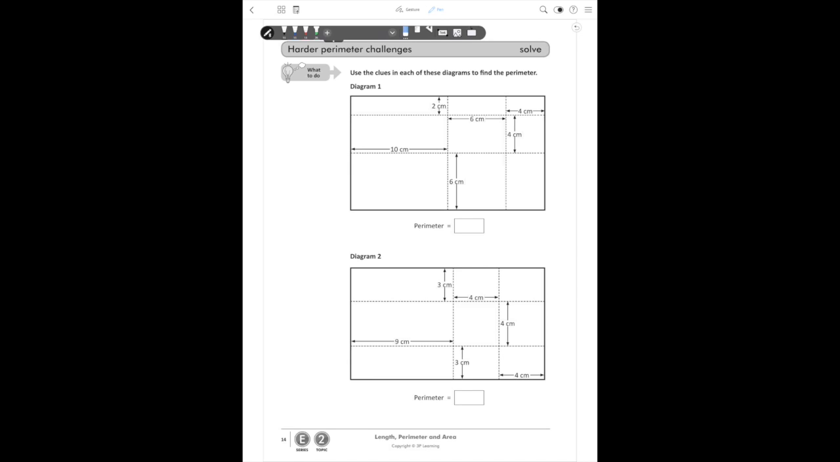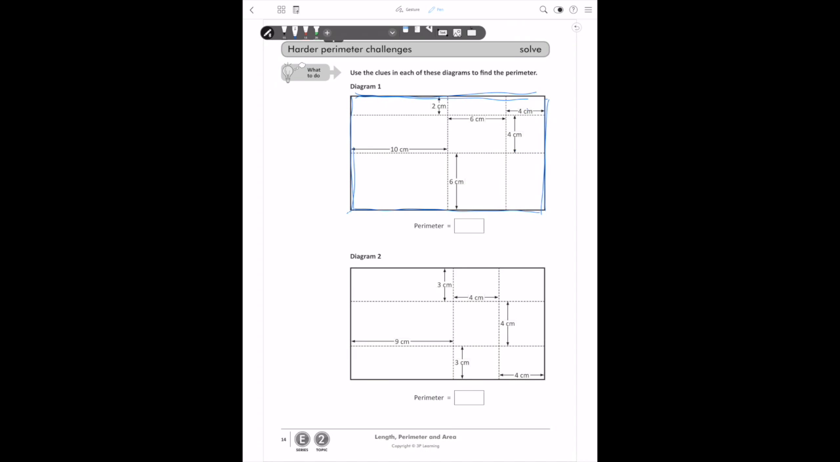If you're done the regular numeracy pack and you'd like a challenge, here are some harder perimeter and area challenges for you, okay? So, using what you know about shapes and dimensions and measurements, you need to figure out, using these clues, what the perimeter of this rectangle is. Because they don't tell you what the lengths of these sides are, but they give you hints.